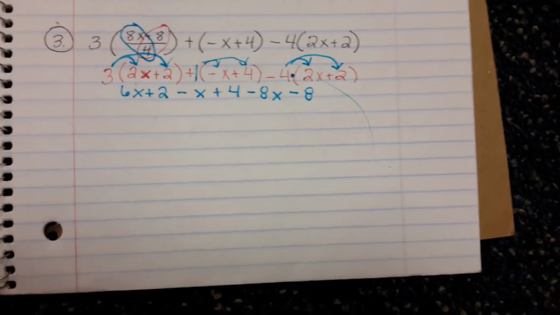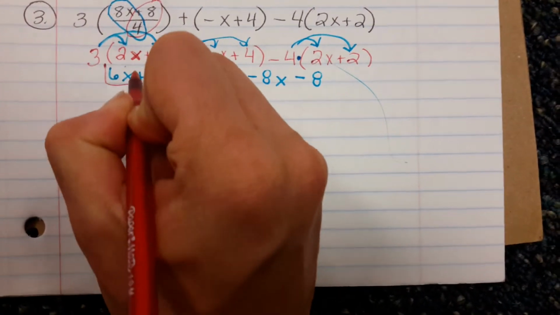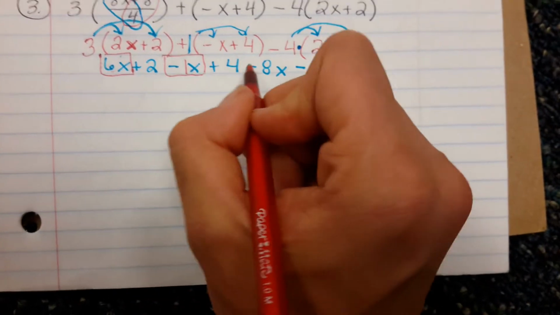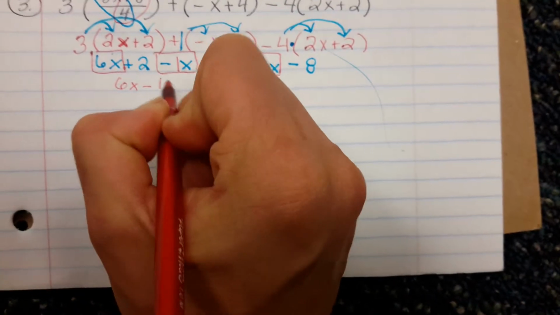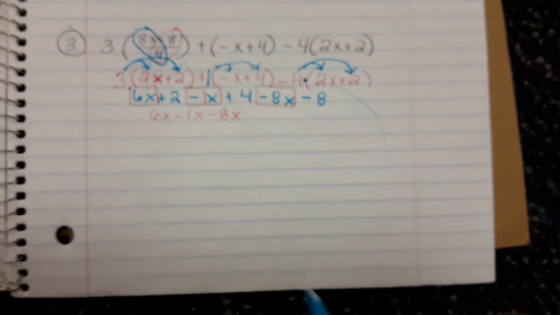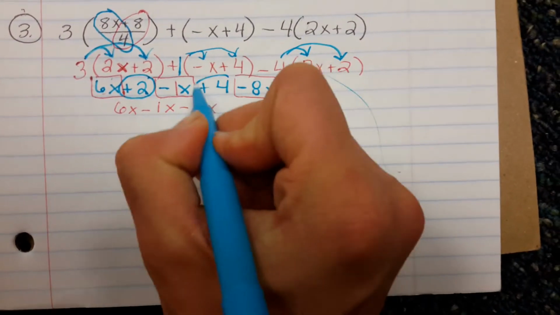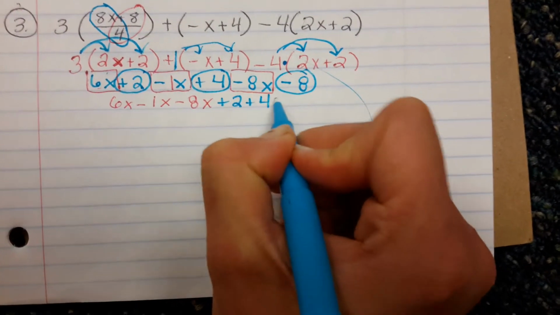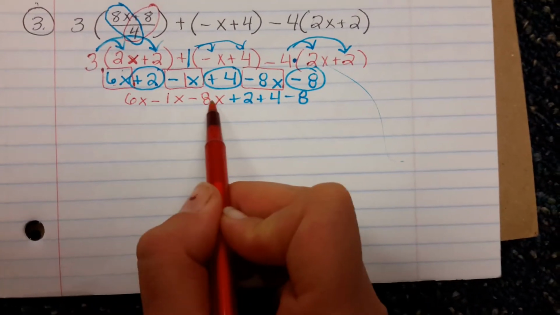All right. Now I'm looking for my like terms. Let's start with our x as our variable term. 6x minus x. If it helps you to put the 1 there, do it. Negative 8x. I'm going to rearrange them. 6x minus 1x minus 8x. Next, I go to my constants. Plus 2 plus 4 minus 8. Everything's beautifully organized now. I'm going to try to do this in one step.